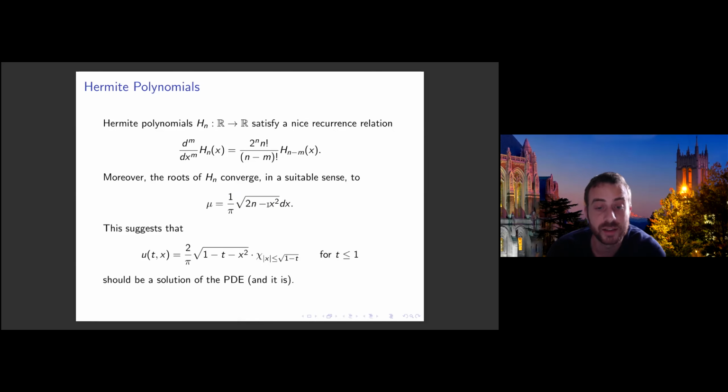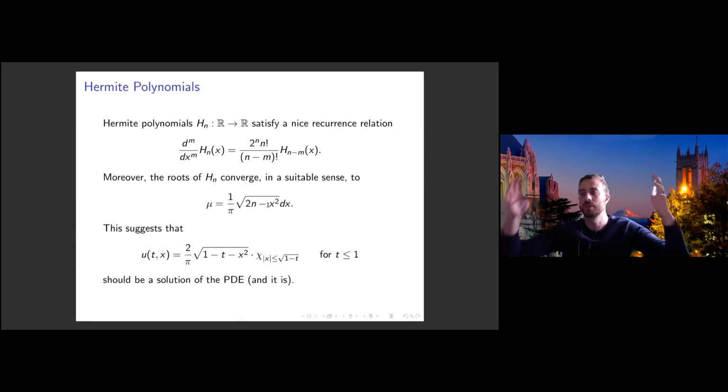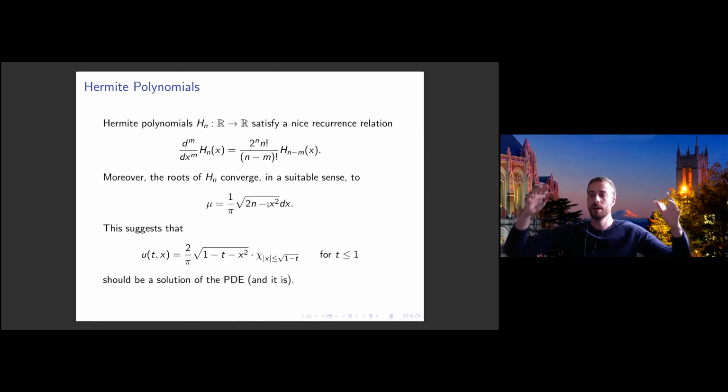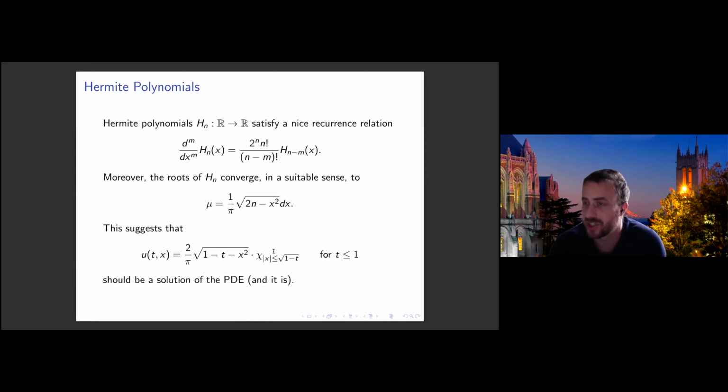And then you just plug in and say, if I start with this semicircle, which corresponds to a Hermite polynomial of degree n, and I differentiate t times n times, I get the Hermite polynomial corresponding to a smaller semicircle. And after rescaling, you realize you should end up with this evolution equation. And it turns out if you plug it in, it actually does solve the PDE.